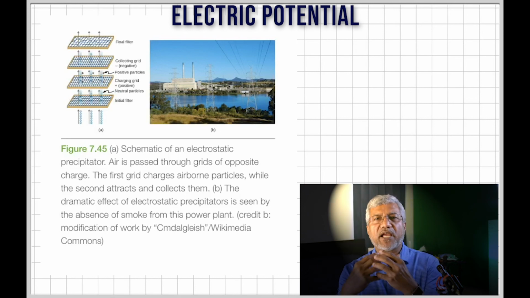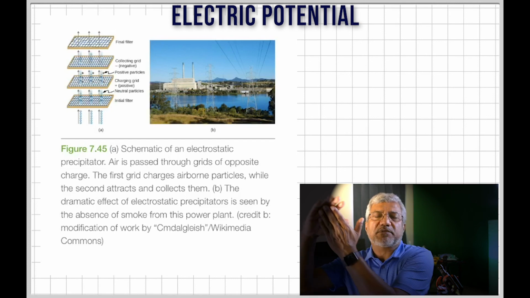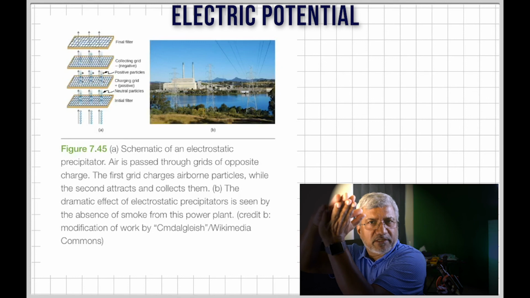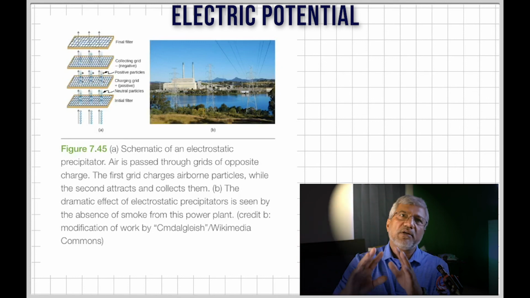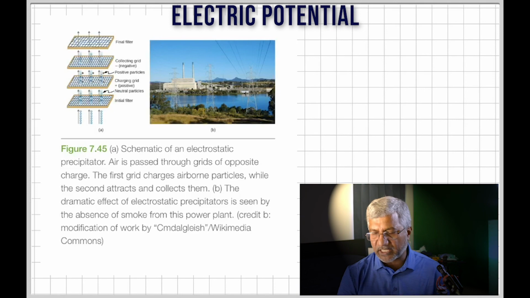So first, have the smoke particles charged. Second, have them attracted to the oppositely charged grid. There it is. So you do not let them escape into the atmosphere. It's crazy that you would not see any smoke at all in an electrostatic precipitator.